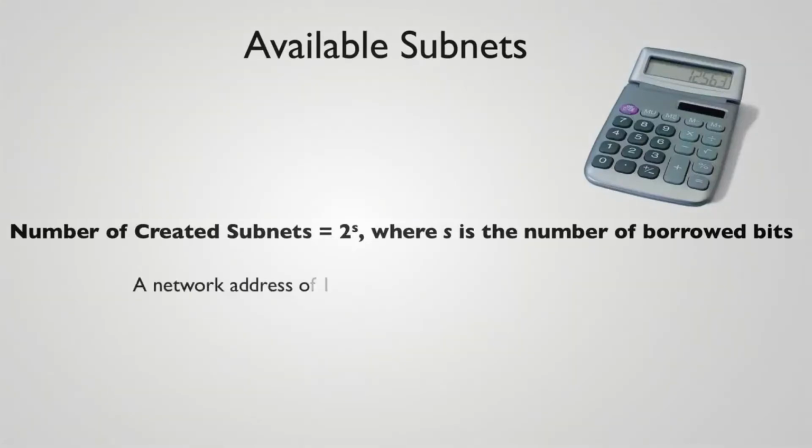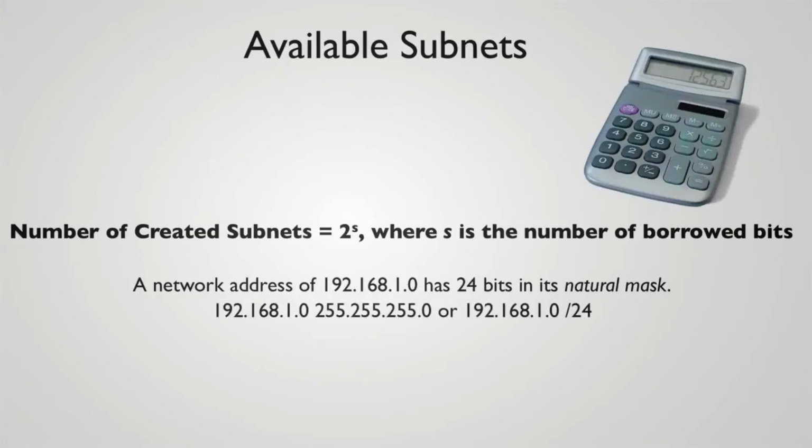Let's take a look at an example. Let's say that we've got a network address of 192.168.1.0. Its natural mask is a 24-bit mask. It's a Class C IP address, and therefore it's got 24 bits in its natural or its classful mask. And we know that that can be written as 192.168.1.0 255.255.255.0, or if we prefer prefix notation, it can be written as 192.168.1.0/24.